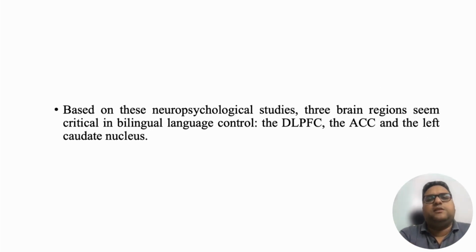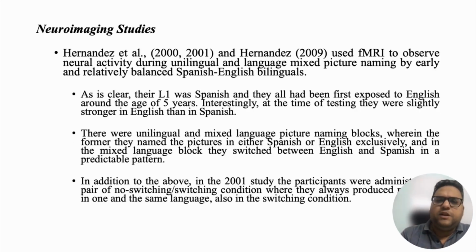Based on the neuropsychological studies that we've reviewed so far, three brain regions seem to be critical in managing bilingual language control, which are the DLPFC, the ACC, and the left caudate nucleus. Let's look at neuroimaging evidence for this account. Hernandez and colleagues, in their studies in 2000 and 2001 and in their study in 2009, used functional magnetic resonance imaging to observe neural activity during unilingual and language-mixed picture naming by early and relatively balanced Spanish-English bilinguals.